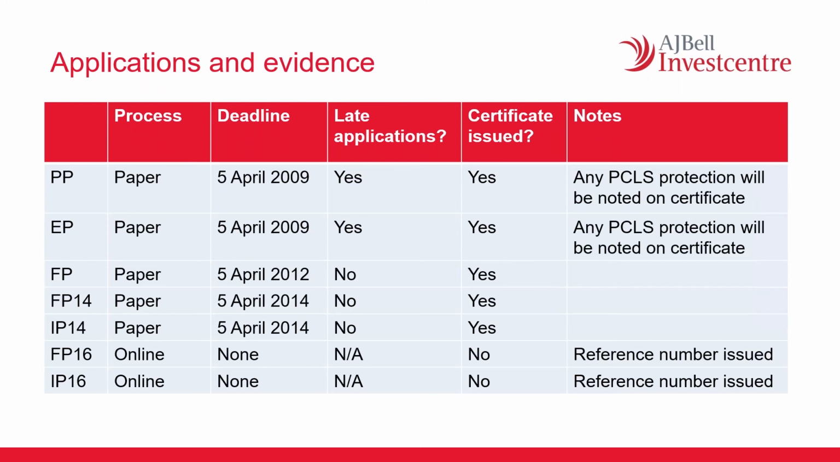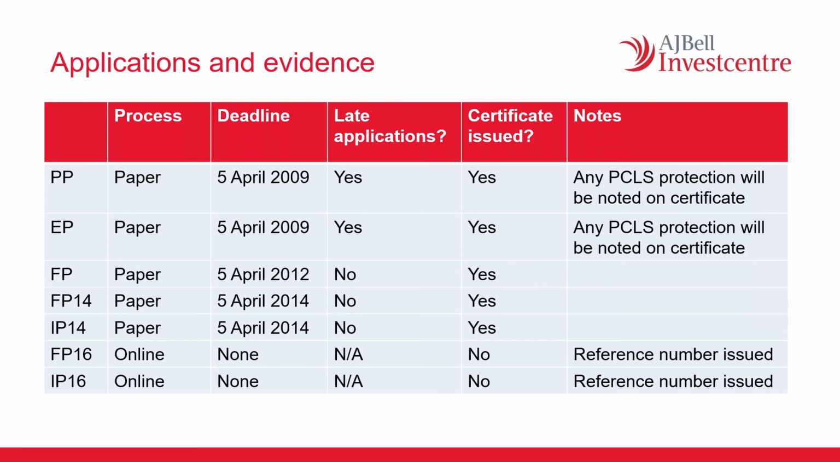Just going back to late applications, because there's been a few cases on this recently. There's a few tax tribunals where people, with varying success, have made late applications for maybe enhanced protection, but it equally applied to primary protection as well. So there is provision for late applications relating to enhanced and primary protection. There are none for any of the fixed or individual protections. Obviously, it doesn't apply to the 2016 versions because we haven't got a deadline, so you can't be late for that one.